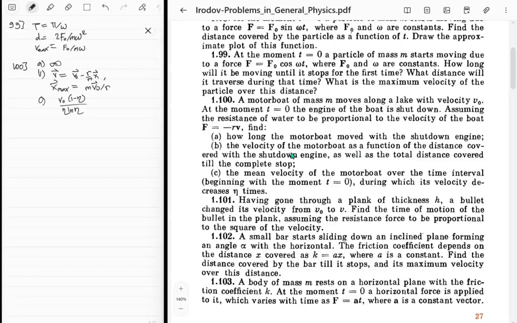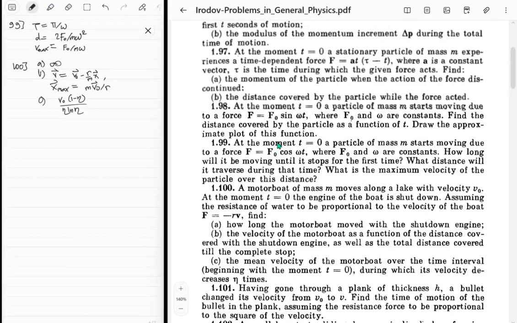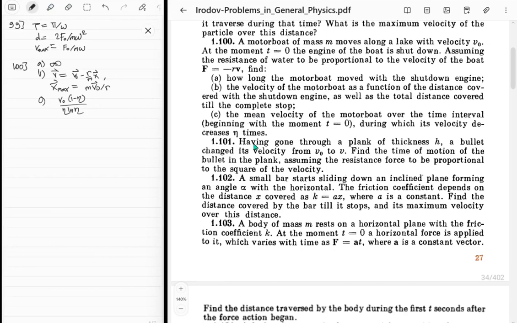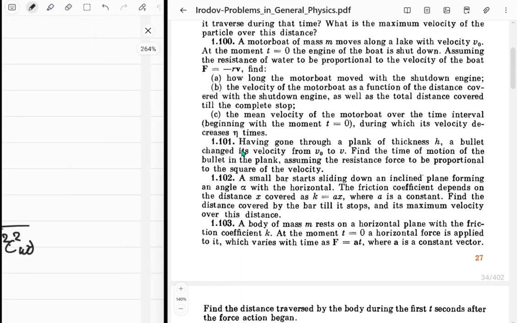100 done. Let's go to 101. Yeah, forward, not backward. Okay, I'm moving forward. Yes, 101.